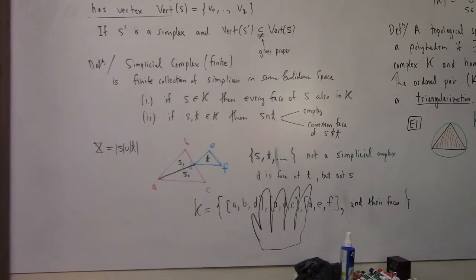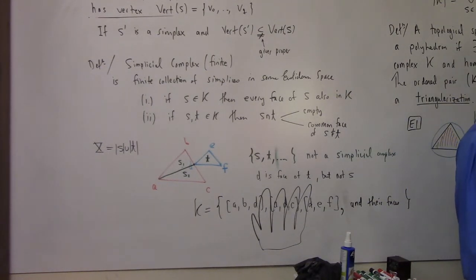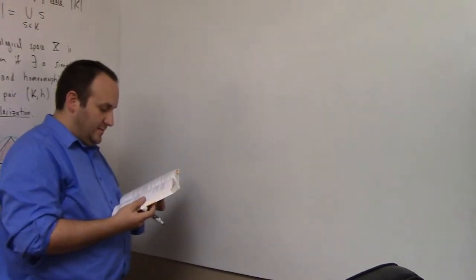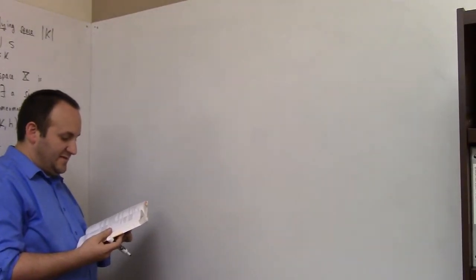Let's see here. All right. Example 4. Every q simplex S determines a simplicial complex K, namely the family of all, not necessarily proper, faces of S.